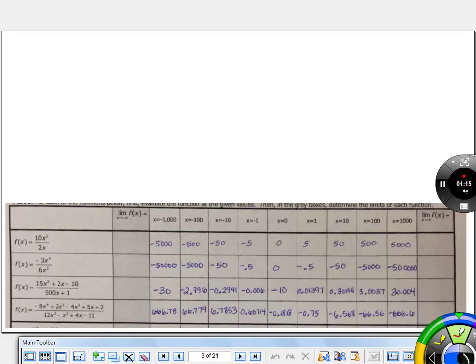Good. So going towards negative infinity, right? It doesn't seem to be leveling off. It just keeps getting greater and greater, like more and more negative. So we would say this one goes towards negative infinity.